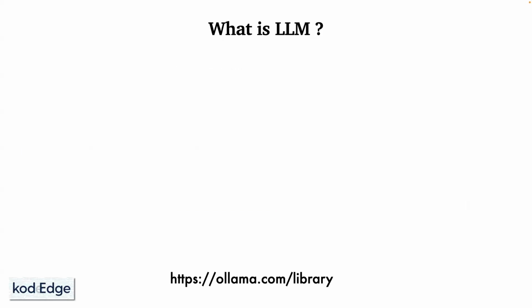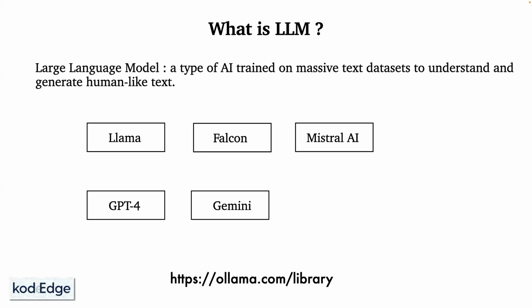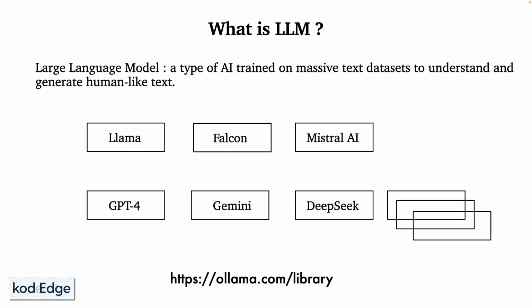Now let's understand what is an LLM. It is a type of artificial intelligence model that has been trained on a massive amount of text data to understand and generate human-like language. These are LLMs like Llama, Falcon, Mistral AI, and the list goes on. What can these models do? They can answer questions, generate text, summarize documents, translate between languages, classify text, power chatbots and virtual assistants.